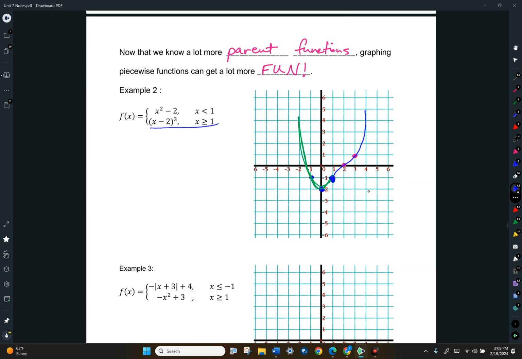So the blue is the cubic, just to kind of give you a little bit of a color coding. And the green is the parabola. So it's a little piece of the parabola, a little piece of the cubic. And in this case, the two pieces met up right there at x equals 1. Okay, great. They didn't have to, but they did.